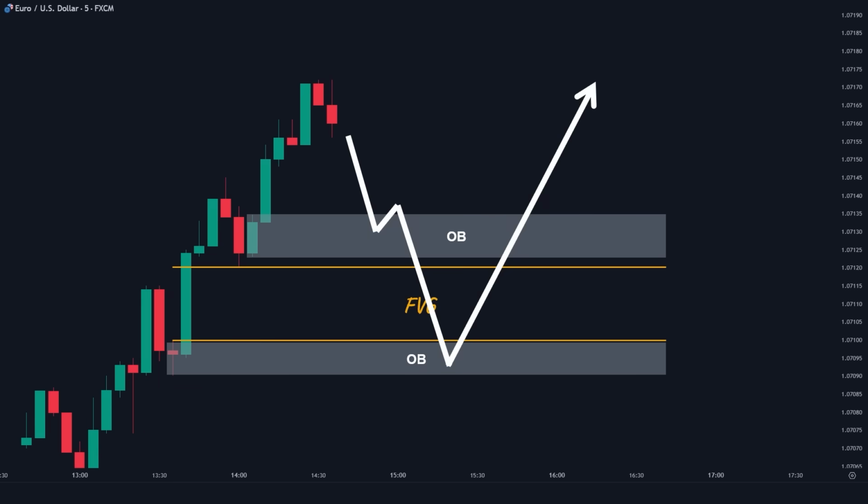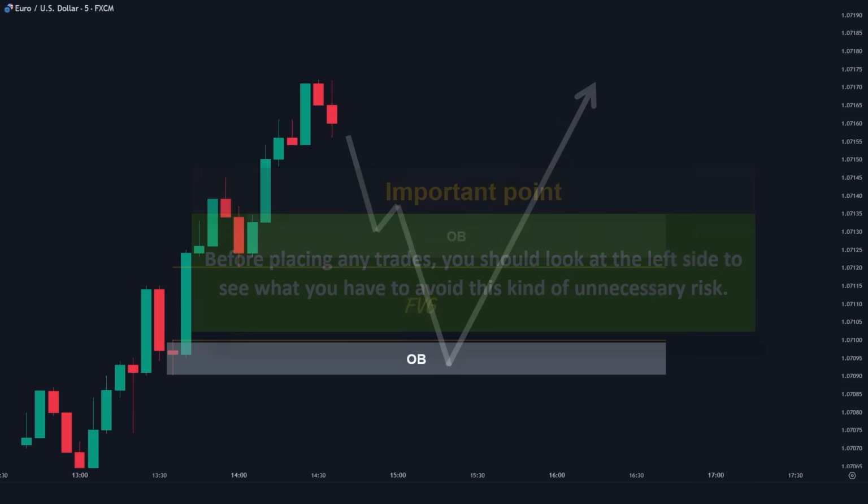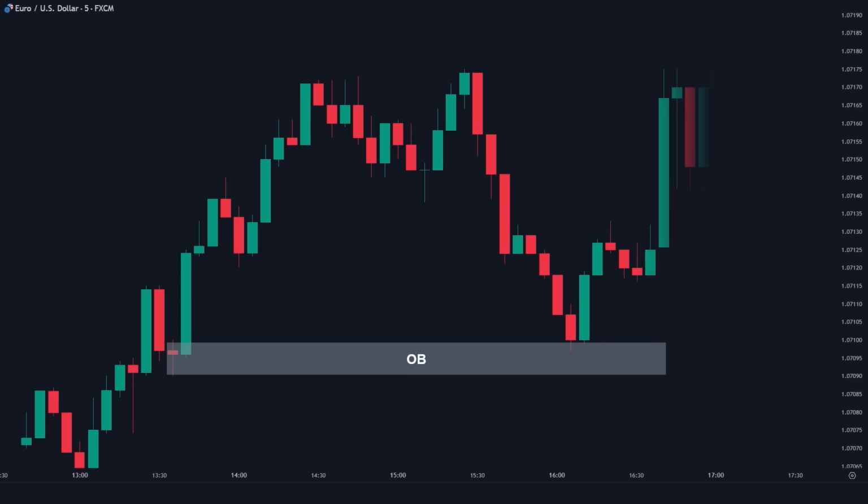So here are two points. First, before placing any trades, you should look at the left side to see what you have to avoid this kind of unnecessary risk. Second, when this pattern is formed, and we have a gap and another valid order block precisely under the first one, we don't consider this break a valid change of character, since there is a high probability for this move to be just a liquidity grab and does not necessarily mean a reversal is coming.